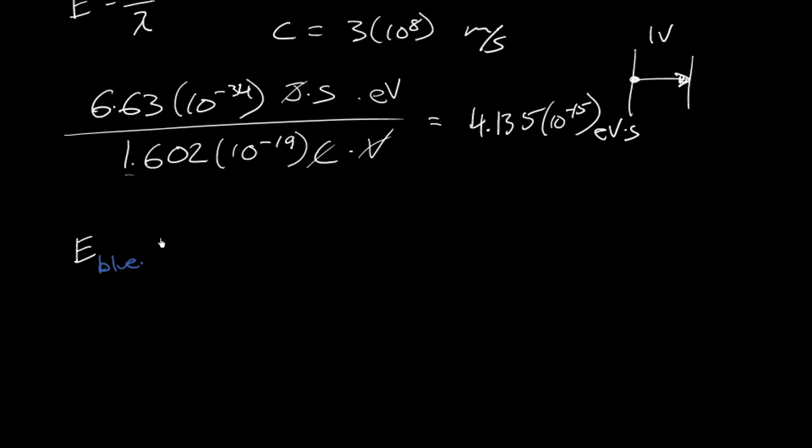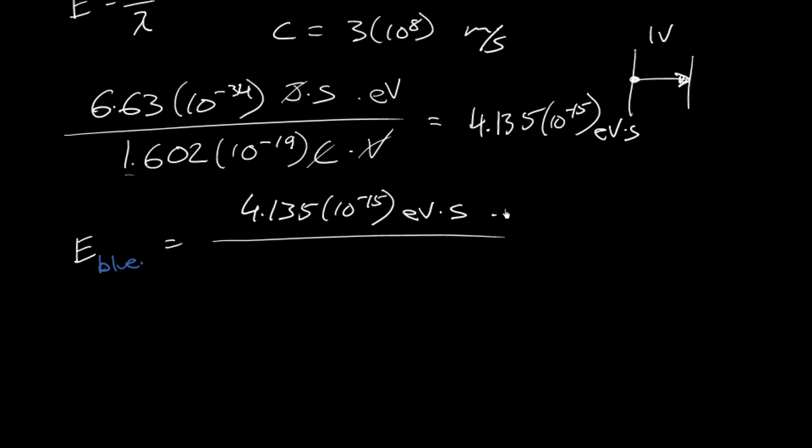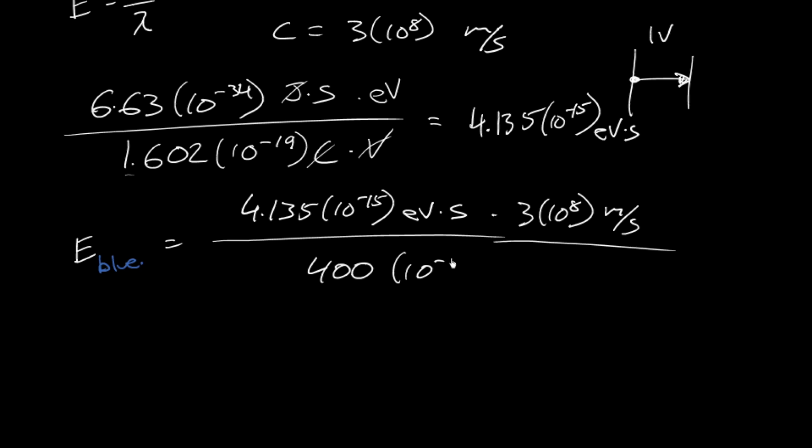blue light is going to be 4.135 times 10 to the minus 15 electron volt seconds, multiplied here by 3 times 10 to the 8 meters per second, and then divided by the wavelength. And we said the wavelength of blue light was 400 nanometers, so 400 times 10 to the minus 9 meters. And let's see what happens. Meters cancel out, seconds cancel out, and we end up with electron volts.